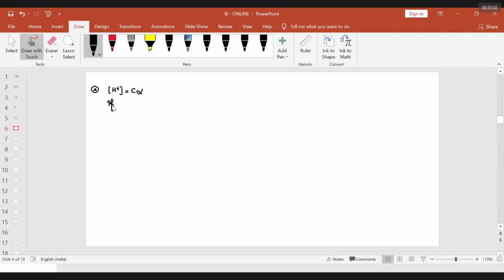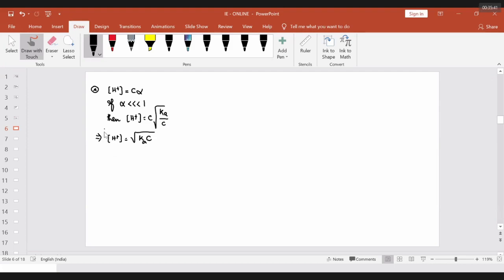If alpha is very much less than 1, this is another way of saying negligible, less than 0.05, less than 5%. Then what happens? Then H plus ion concentration is equal to C alpha. What is alpha? Alpha is under root K by C. And if you simplify, you people are genius mathematicians, H plus ion concentration is equal to under root Ka into C.